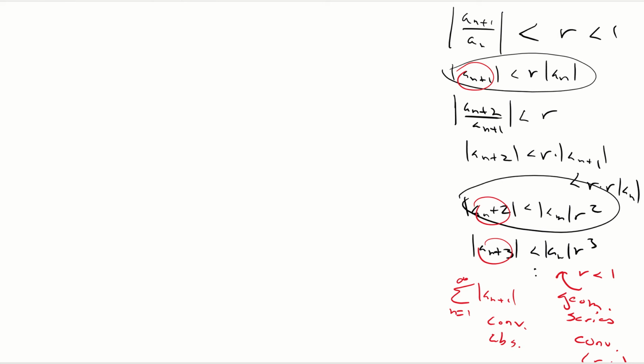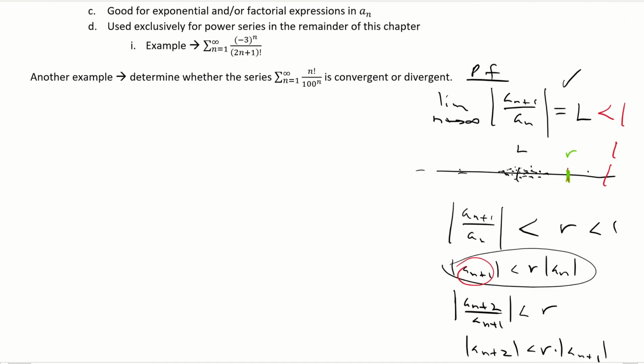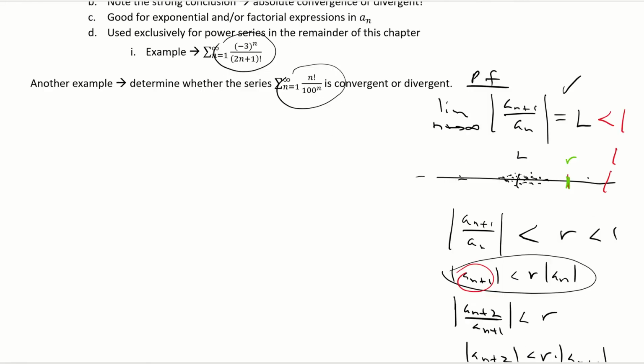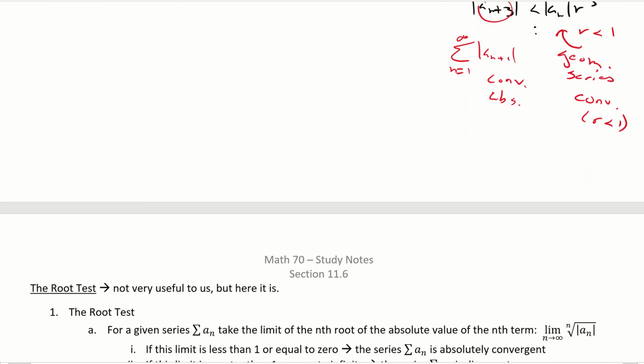You can turn it around and have the limit greater than 1 and prove divergence the same way. It's really powerful and it's super easy to work with. And you know what else? It's really great for when you see powers and exponentials, as you see in these two examples we're going to do. These are the two examples I'm going to do with the ratio test.